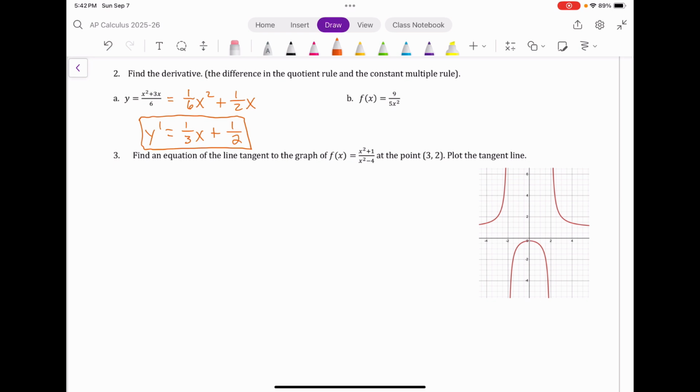All right, B, same thing. We can just see this as 9/5 x to the negative 2, just rewriting it. So we don't have to use the quotient rule. We'll use the power rule. So f prime of x would equal negative 2 times 9/5, negative 18/5 x to the negative 3.